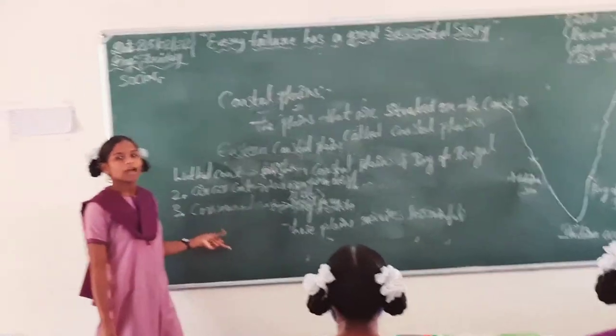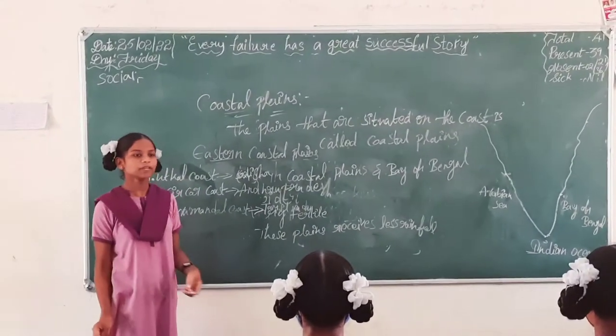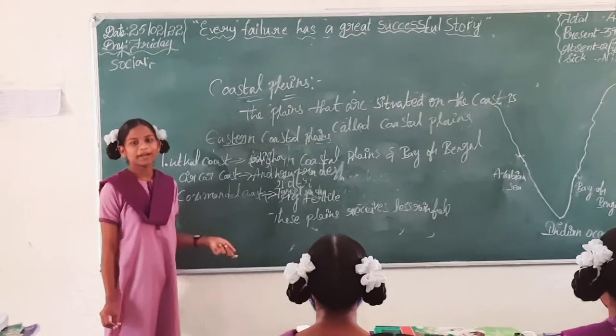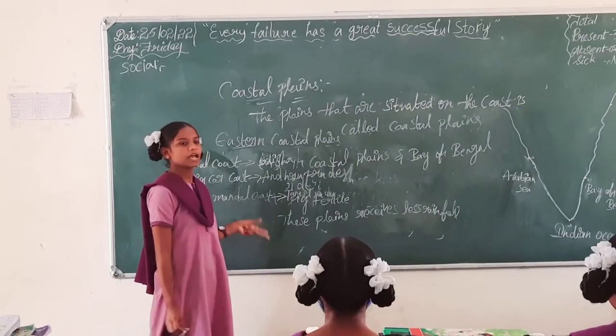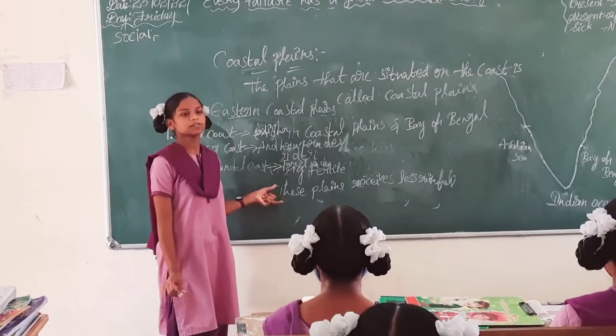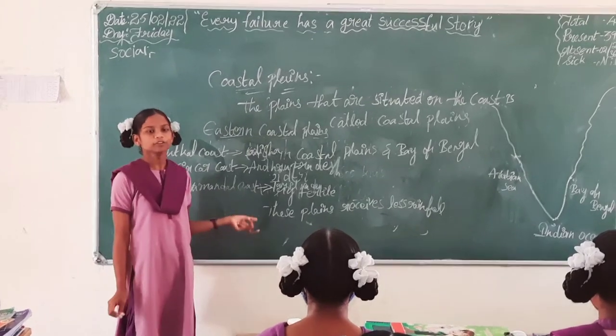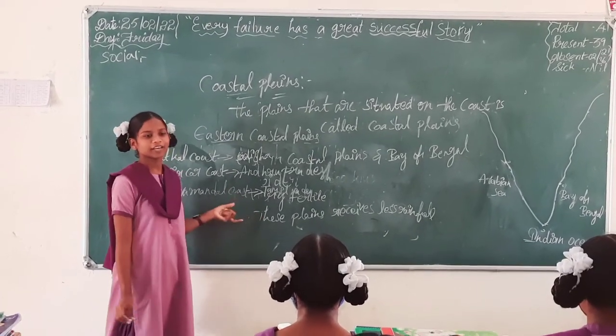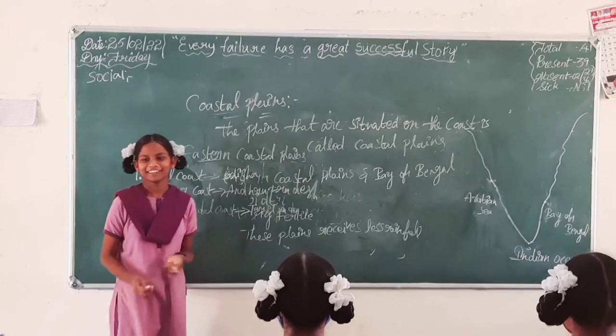These plains are agriculturally developed. These plains are cut by rivers. These plains have lakes like Pulikat, Kolleru, Chilka. All of you clear about eastern coastal plains? Yes.